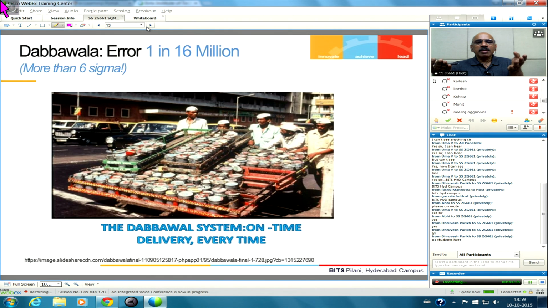300 opportunities. Out of 300 opportunities, how many defects actually occur in a day? That is what the sigma count, the Six Sigma count, is talking about. In this case, we have found that the error rate or defect rate is 1 in 16 million. You can translate that into a percentage. It is some 99.999 or something, which we will see later on.